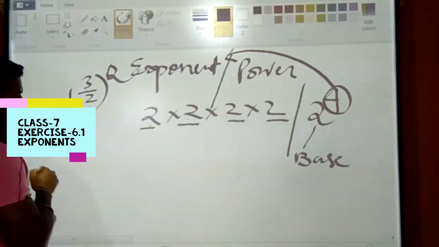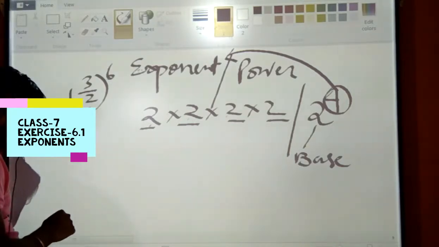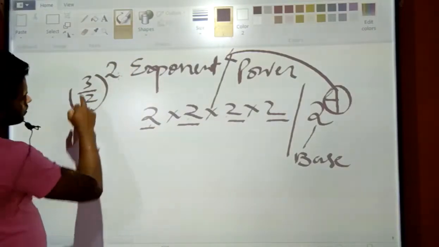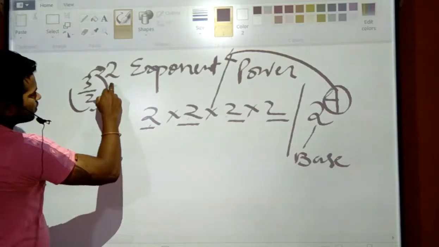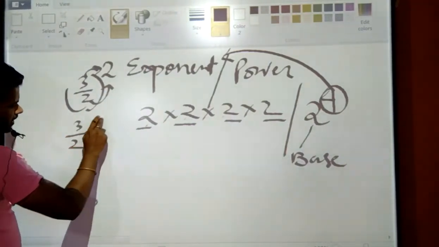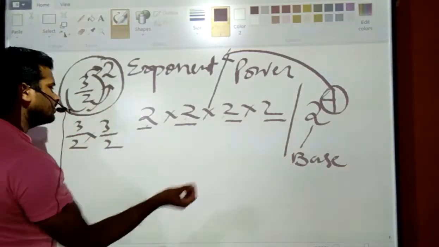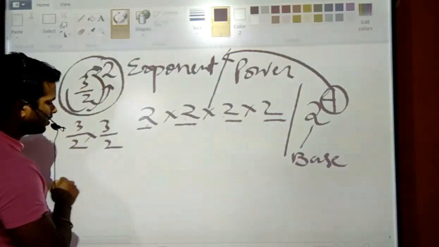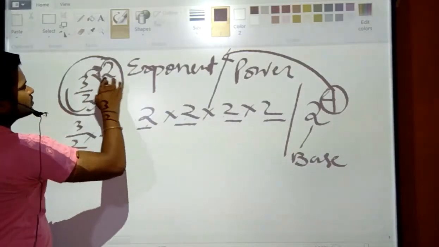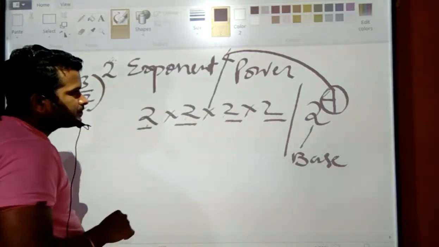Similarly, suppose it is given 3 by 2 to the power 2. So 3 is 2 times and 2 is also 2 times. So we need to write 3 by 2 and 3 by 2. Sometimes it will be given in the form of exponent and we need to break it into the normal, usual form. 3 by 2 how many times? 2 times. That's why we write 3 by 2, 3 by 2.